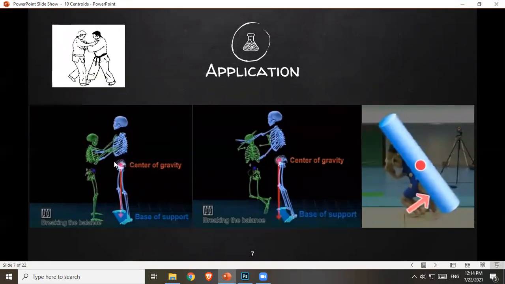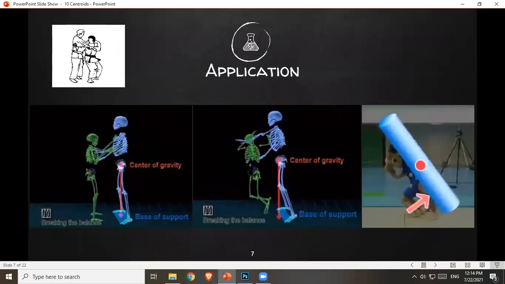Okay, the goal of Judo is to successfully throw your opponent. To throw your opponent, you must make sure they are not stable. Okay, to make them unstable, you have to make sure this line is not within the base anymore. And to do that, you can pull your opponent. As you can see, the green skeleton pulls, and now this line is outside the base. So this skeleton is now unstable.